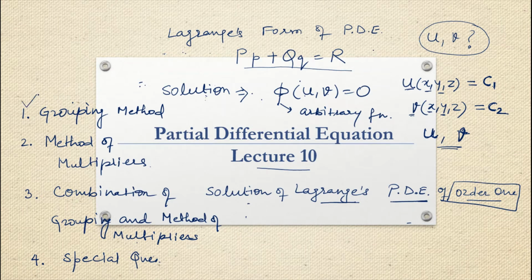So these things will be covered in four classes. In today's class we are going to see the method of grouping. What is this method of grouping or method of multiplier or combination? They are to find the solution of Lagrange's PDE. And the solution will be what? This is your u and v. That means your answer will always be containing phi of u comma v equals 0. This form we will be writing down. So this phi will be your arbitrary function. This u and v, two independent solutions, we need to write down, and that solution will be in the form of x, y, z. And those things will be nothing but the constants c1 and c2.